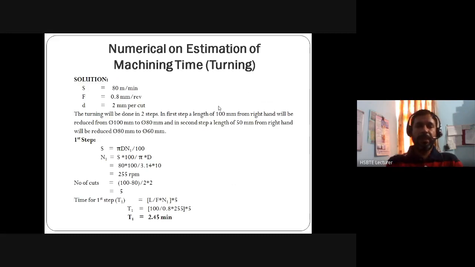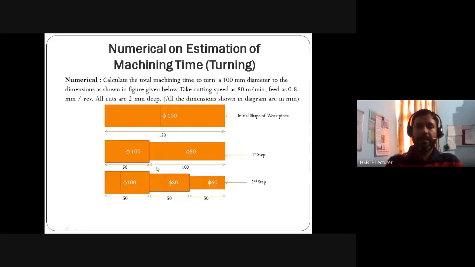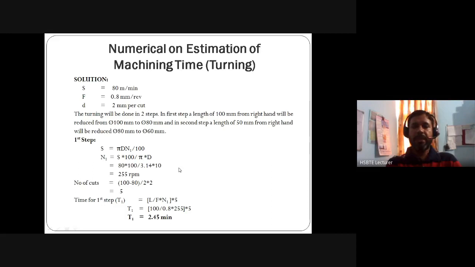First step, speed S is equal to pi D N1 divided by 100. From this formula, we will first calculate N1 RPM for the first step. N1 is equal to S into 100 divided by pi into D, and D will be 100 because we are reducing the diameter from 100 to 80, so the initial diameter is 100. In the second step, we are reducing the diameter from 80 to 60, so D will be 80. In the first step the initial diameter is 100.